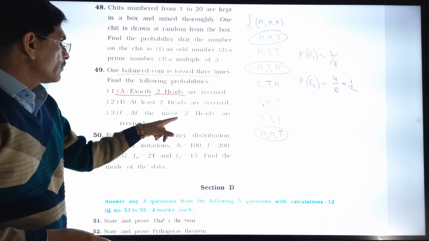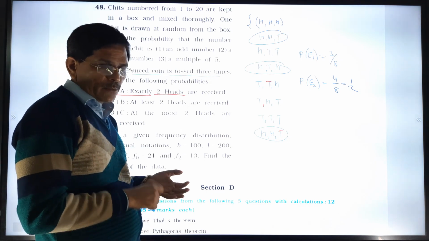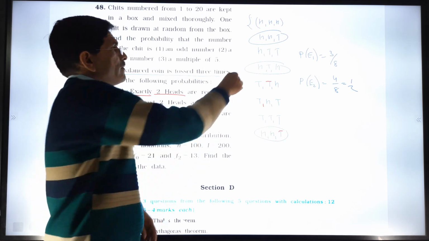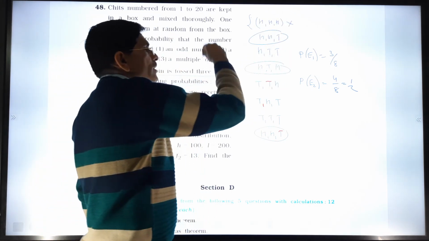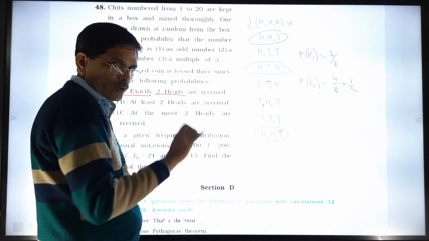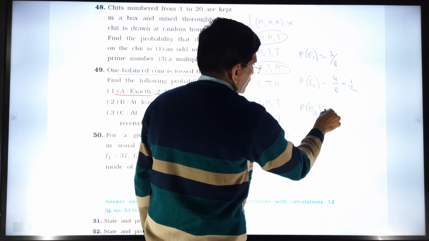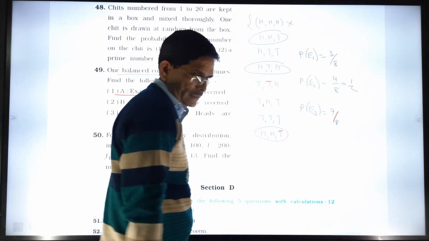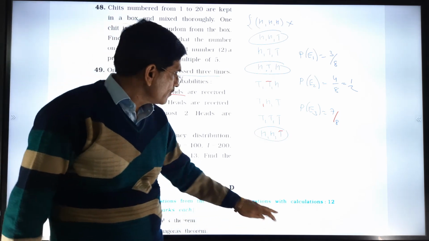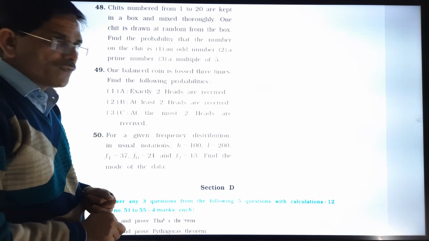And at most 2 heads. Maximum 2 heads, at most 2 heads. So everything here we have to cancel this. At most means maximum only 2 heads I have to take. So all events we can take. Even no head is also possible. So that is why P3 is equal to 7 upon 8. So mostly I have taken all the sums. Still one sum is remaining, that is question number 50.